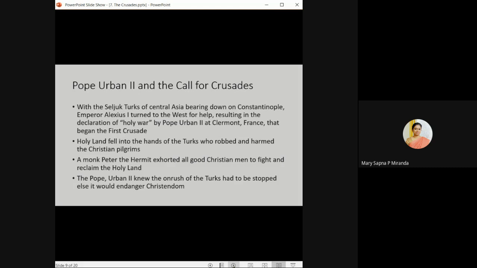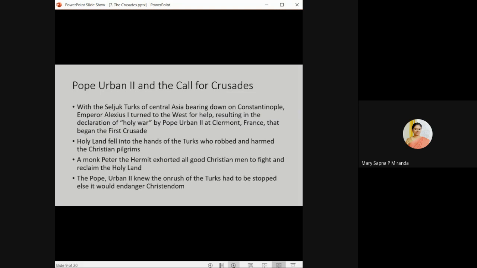What was the reason? Because the Holy Land had fallen into the hands of the Turks and they robbed and harmed the Christian pilgrims. And this was not acceptable to the Roman Catholic Church. And there were many people who exhorted for this crusade. You had a monk like Peter the Hermit. He exhorted, that is, he called upon all the good Christian men to fight and reclaim the Holy Land.